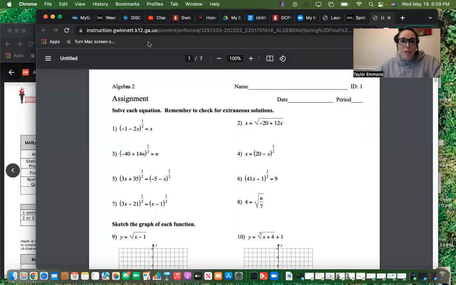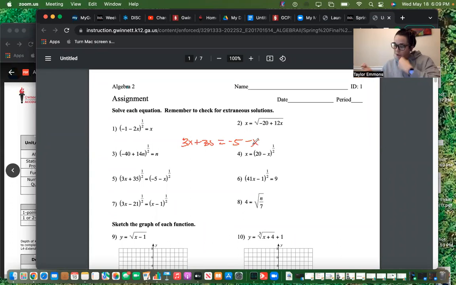Sorry, multitasking, it's great. Okay, so on number 5, since both of these have this 1/2, what you can do is kind of ignore those 1/2s and just set them equal to each other. If my pen will write. Okay, and then you can solve for x.